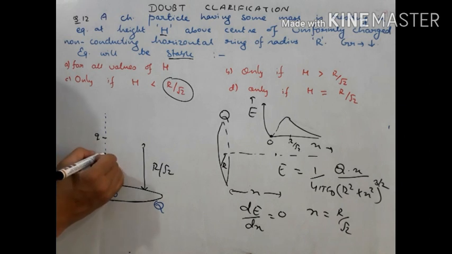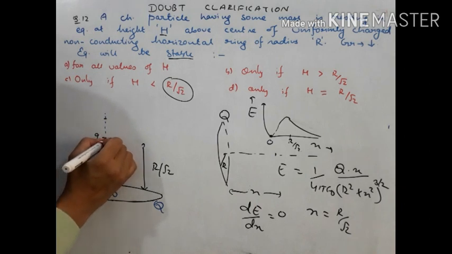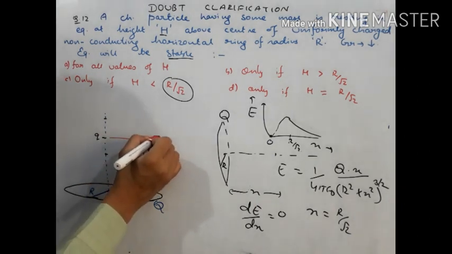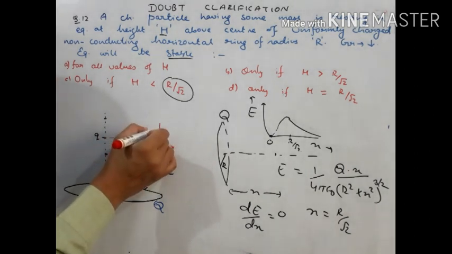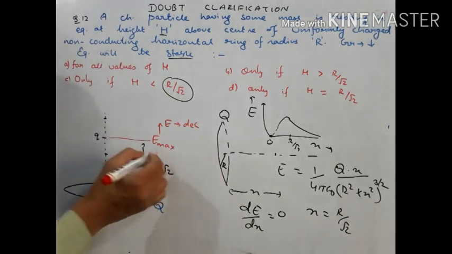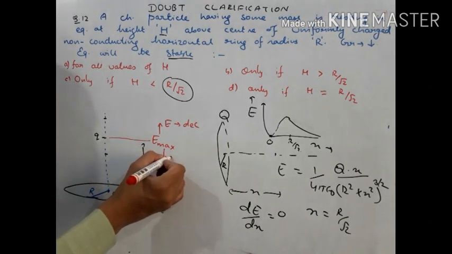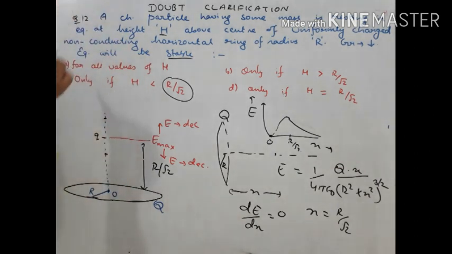Now we have to see what will happen here. 2 points we should consider. Let's see one by one. At this point I told you electric field is maximum, which I am writing as E max. If I go above this point, then electric field will decrease in the upward direction, and if I go below this point, again electric field will decrease only and will become 0 at the center, and will also become 0 at infinity. Here the electric field is maximum.